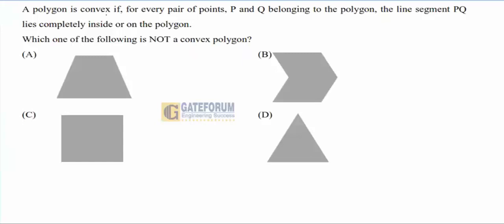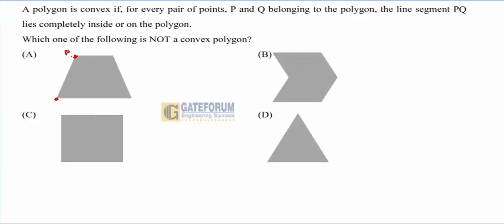A polygon is convex if for every pair of points P and Q belonging to the polygon, the line segment PQ lies completely inside or on the polygon. So which of the following is not a convex polygon? Well, let us take this trapezium sort of structure first. Suppose this is P and this is Q. In that case, you see the line joining PQ will lie on the polygon.